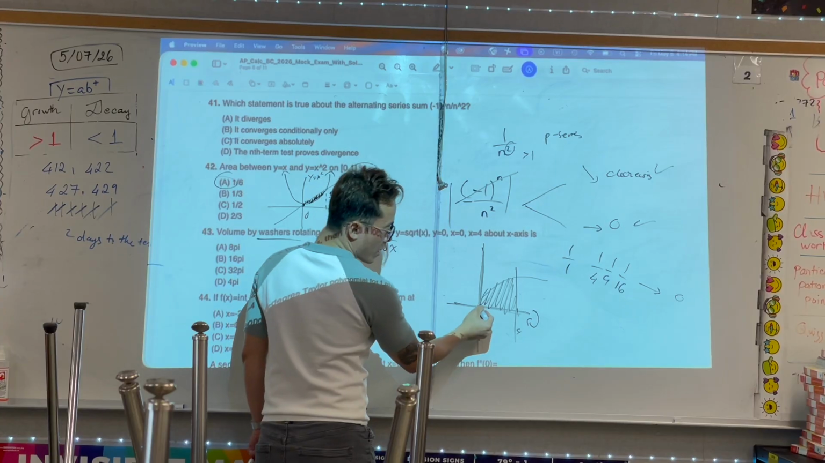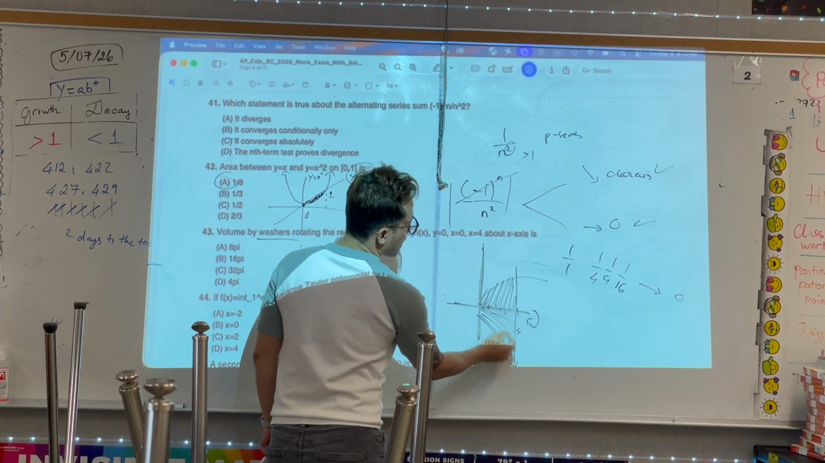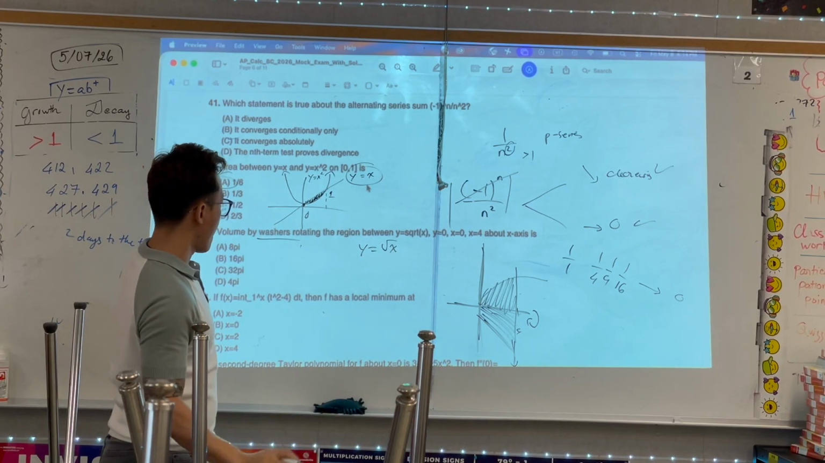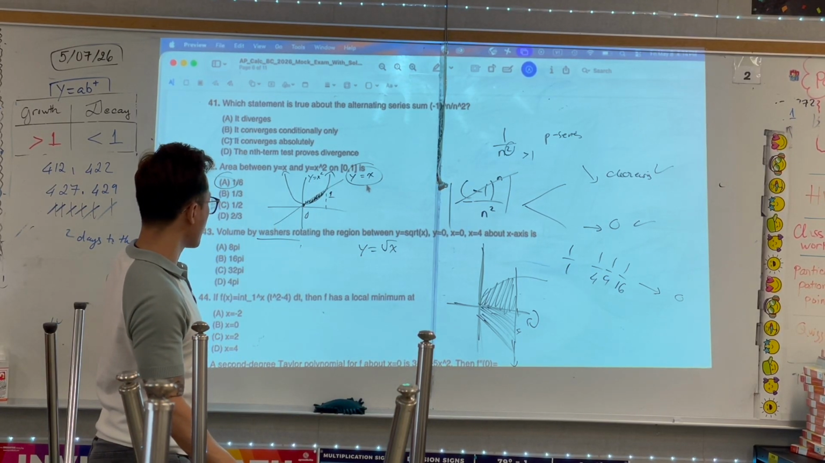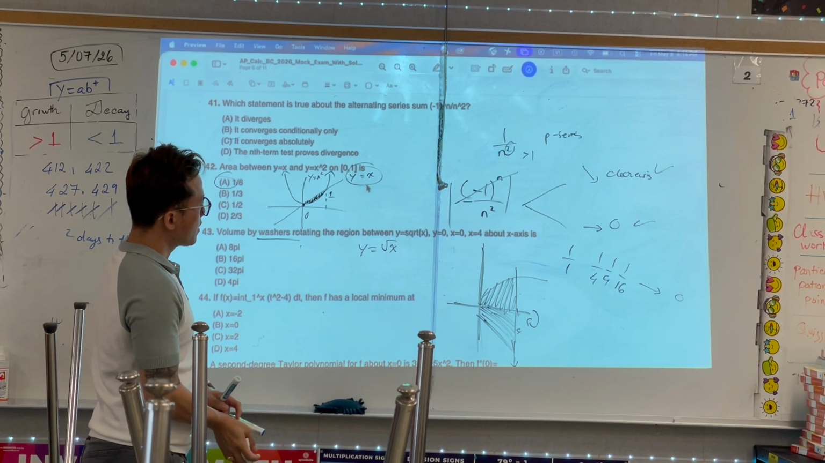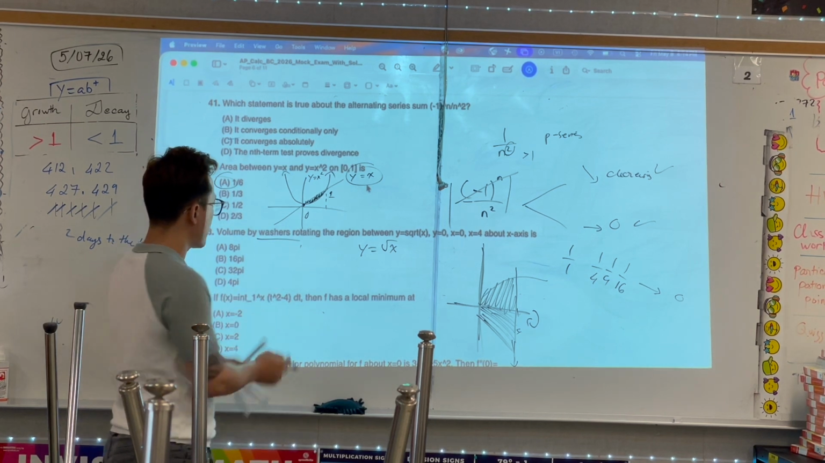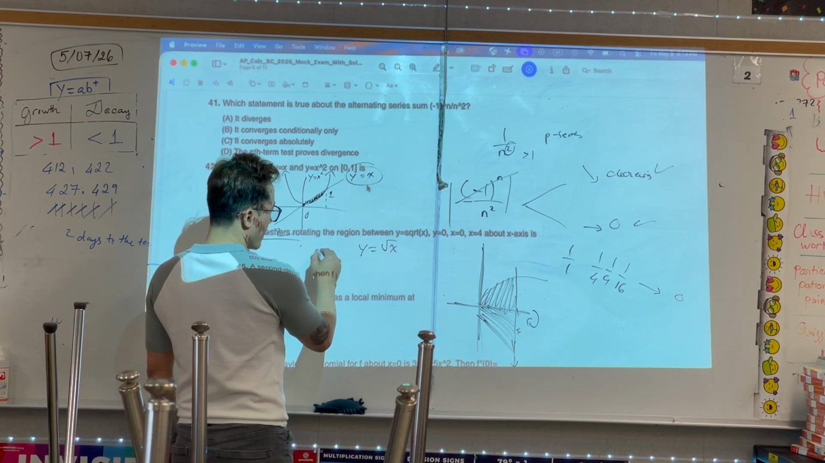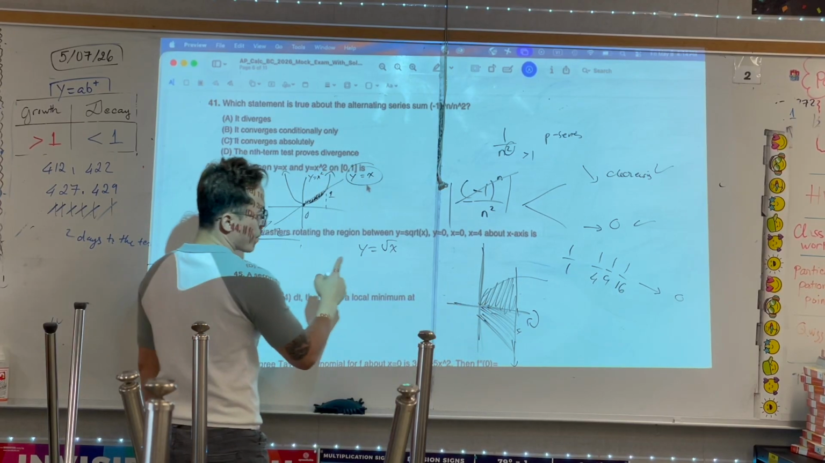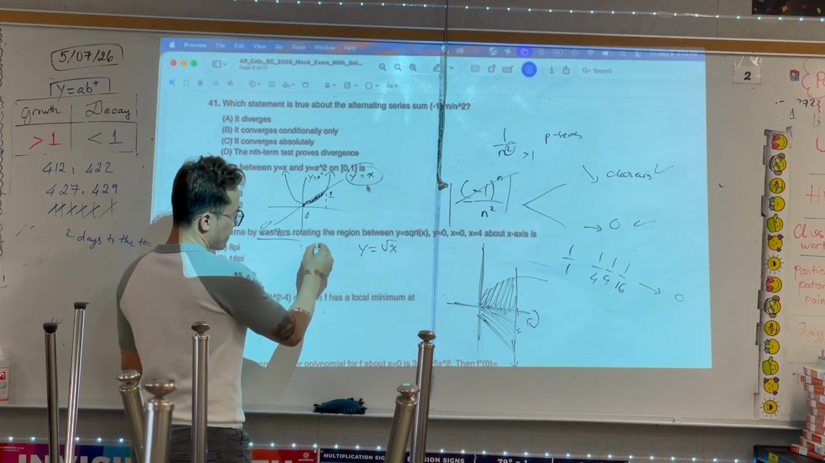So rotate around here. Is this washer? Volume by washers. Washer and disk are the same thing, it's just hole or no hole. But I think they put it wrong. Okay, anyway. This is no hole, so it should be this, right? Can you tell me what one with the hole looks like again?